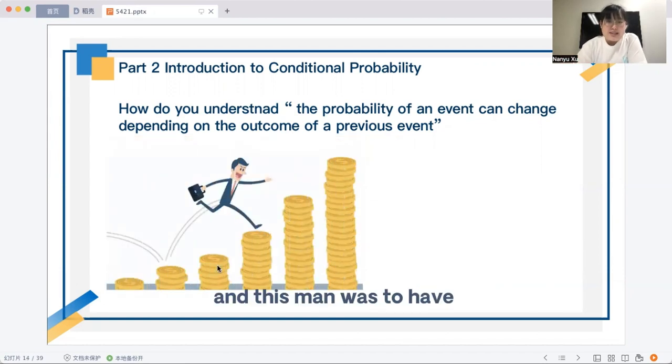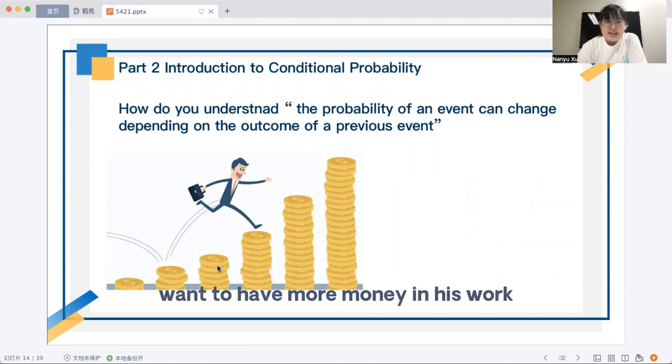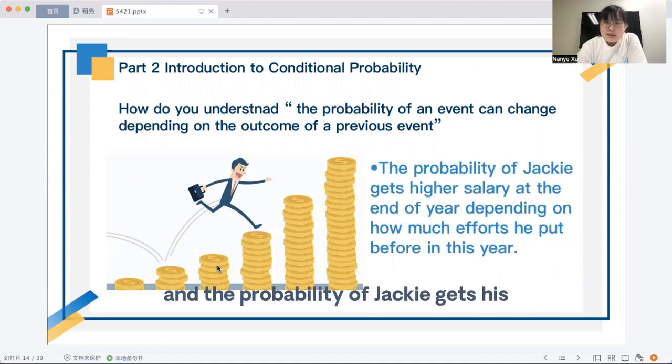And this man wants to have more money in his work. The probability of Jackie getting a higher salary at the end of the year depends on how much effort he puts in during this year.